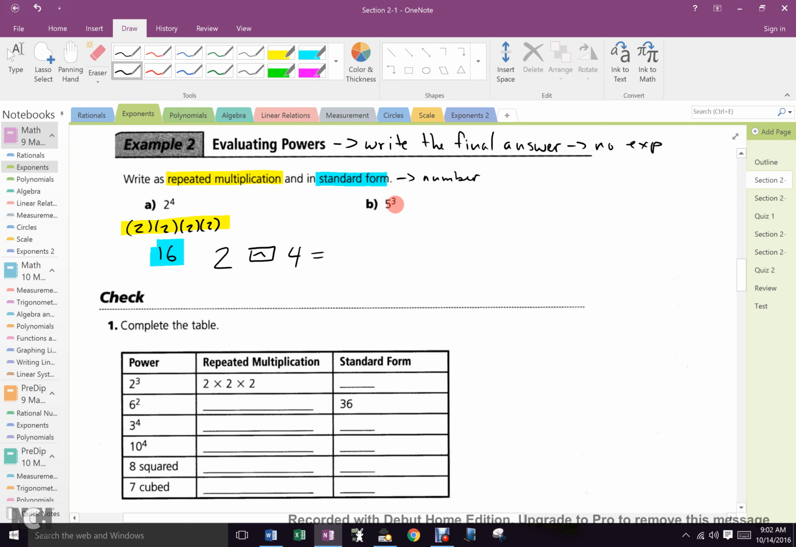What's this guy really? Harmeet. What? No. No, TJ. This guy's really 5 times 5 times 5. And then what does that result in, Harmeet? 125. Everybody cool? Yeah? Okay. Fill in that table.